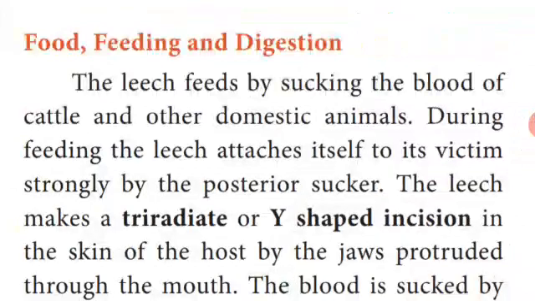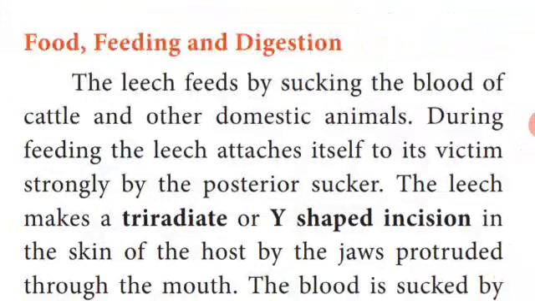The leech feeds by sucking the blood of cattle and other domestic animals. During feeding, the leech attaches itself strongly to its host by the posterior sucker. Then the leech makes a triradiate or Y-shaped wound or incision in the skin of the host by the jaws protruded through the mouth.